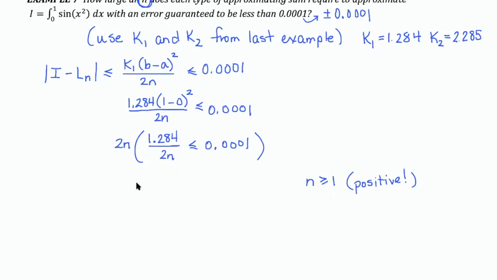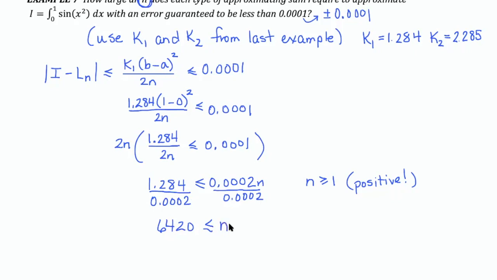On the left, the two n's are going to cancel, and you're going to be left with 1.284. On the right, you multiply 2n times this decimal, and you're going to have 0.0002 with an n. And then we can finish getting n by itself by dividing both sides by the decimal. And I get 6,420 is less than or equal to n, or for those of you who prefer your variable on the left, n has to be at least as big as 6,420. I need a stinking lot of rectangles in order to ensure this kind of accuracy if I wanted to use a left approximation. So probably I don't.